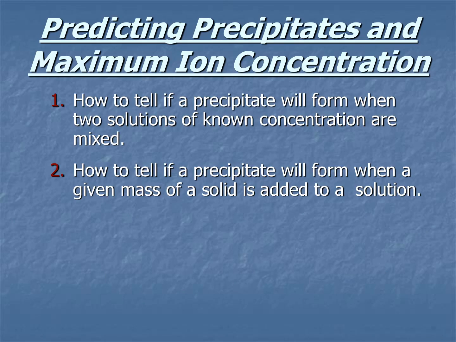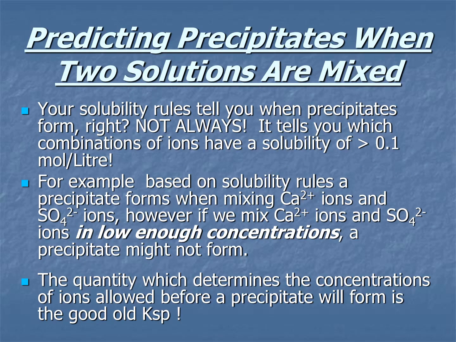So we know how to calculate solubility for one substance by itself. Now how do we apply that for precipitate? In order for us to have a precipitate, we need to be mixing two different solutions, because we're combining ions that no longer stay in the solution. So how are we going to tell how a precipitate forms, and how to tell if it will form when a given mass of solid is added? So how do we predict a precipitate when two solutions are mixed?